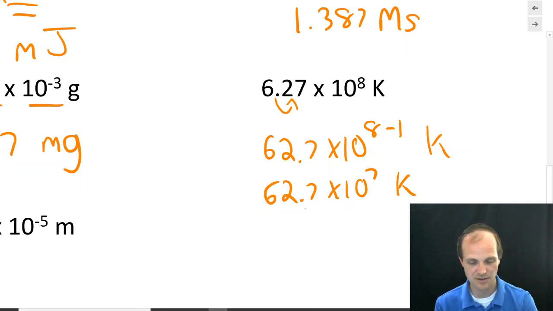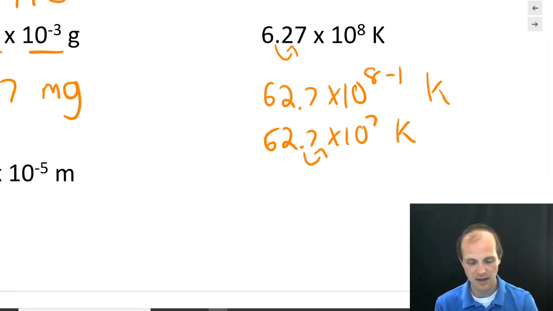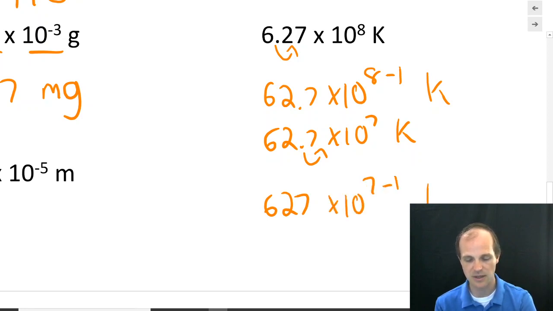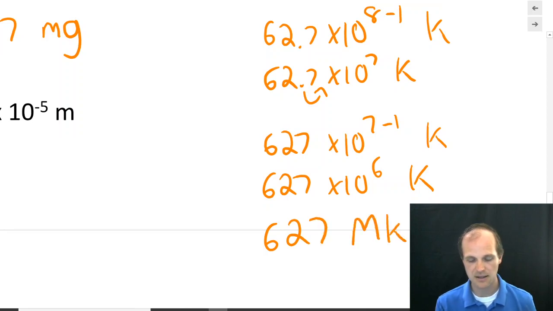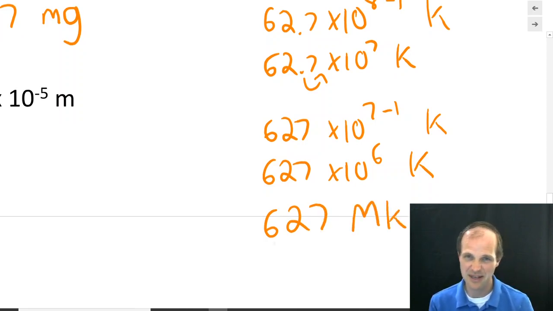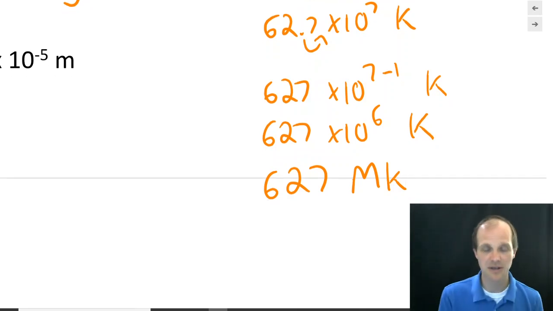Still doesn't match anything, so I'm going to do it one more time. I've got 627 times 10 to the 7 minus 1 Kelvin, which is 627 times 10 to the 6th Kelvin. 10 to the 6th does match. It is mega, and I've got 627 mega Kelvin. So you can see, again, my handwriting is not great, but I tried to make that M a little bit bigger.